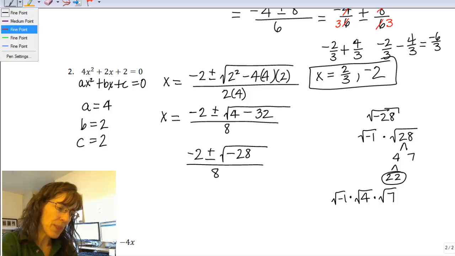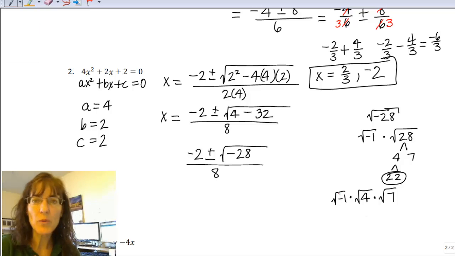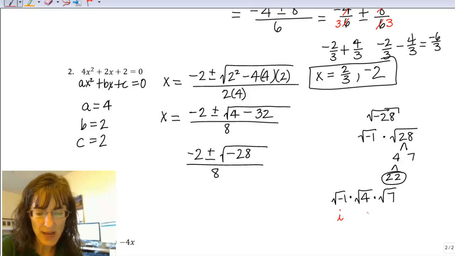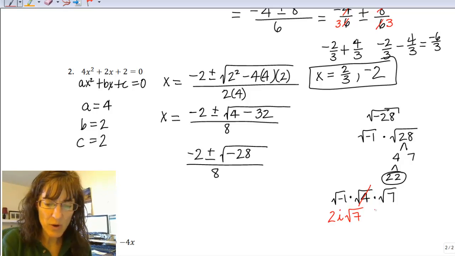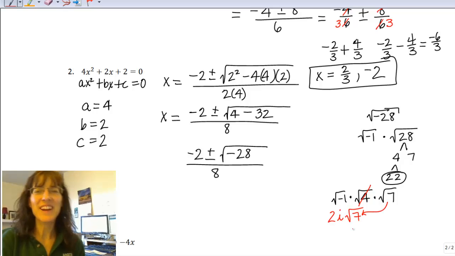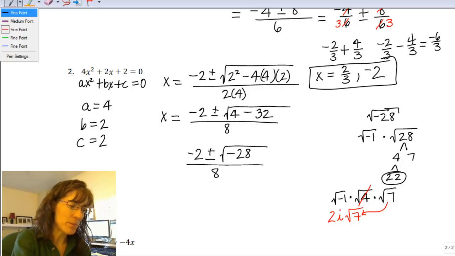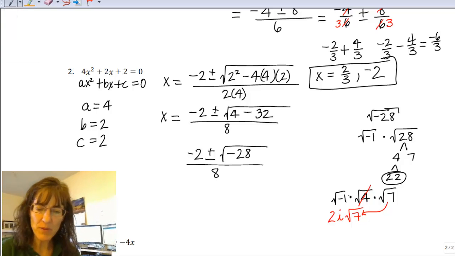And don't forget, the square root of negative 1 is i. The square root of 4 is 2, so I'll put that at the front. And then the square root of 7, I can't do anything with. I'm stuck with it. So there's my simplified radical for the square root of negative 28.